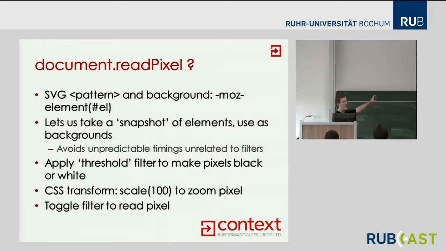Fortunately, we have two things. In SVG, we have the pattern element, which essentially lets us take some element of the SVG and use it as a background image. You could do a tiling pattern. It treats the elements as an image, like you can use as a background image for an element. So instead of re-rendering the iframe, we're just re-rendering this snapshot, this image of something that was previously rendered.